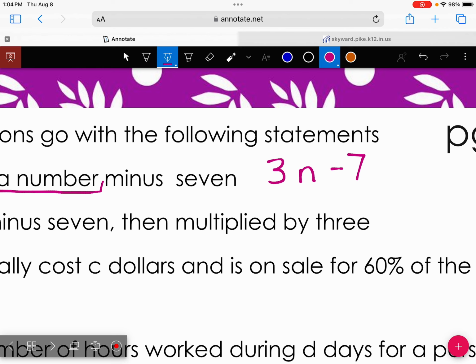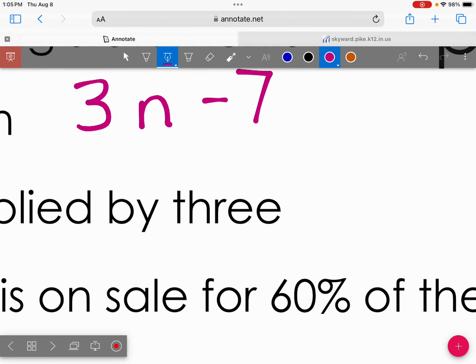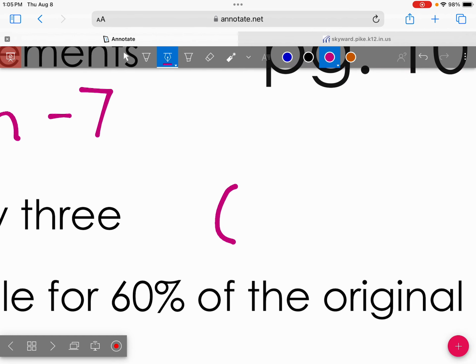What's the difference between this one and the next one? We would have to have parentheses. Why? Because it says then, which means we multiplied by 3. So we have to do our number minus 7 first, and then multiply it by 3. You could put the 3 at the end, but it's a little awkward that way and it looks wrong. Usually we put our multiplication in front of the parentheses. So like that.